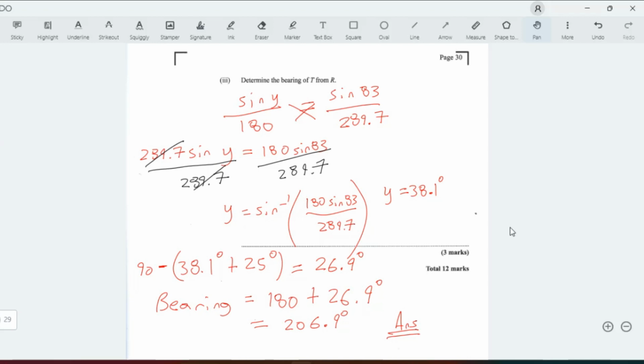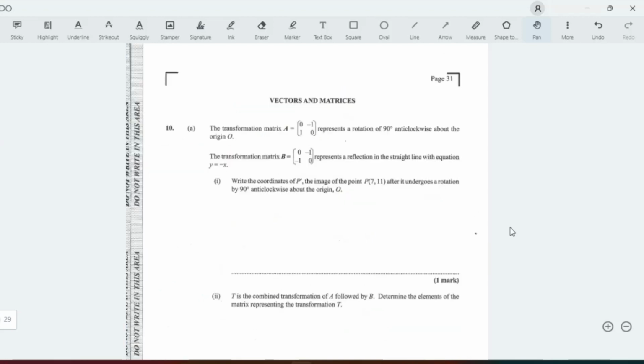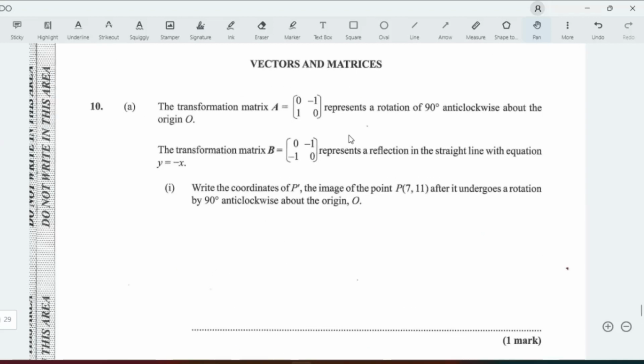Okay, that's the bearing T from R. Now, this right here, it says the transformation matrix A represents a 90-degree anticlockwise rotation. The transformation B represents a reflection in the straight line y equals minus x. Determine the coordinates of P prime, the image of P after it undergoes a 90-degree anticlockwise rotation.